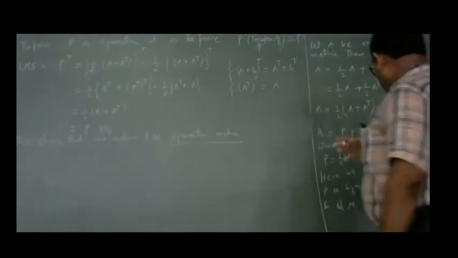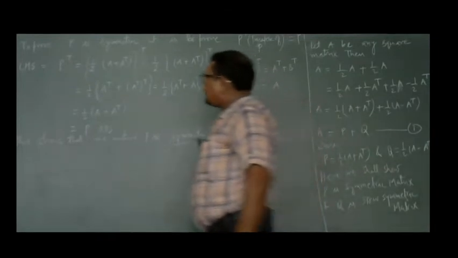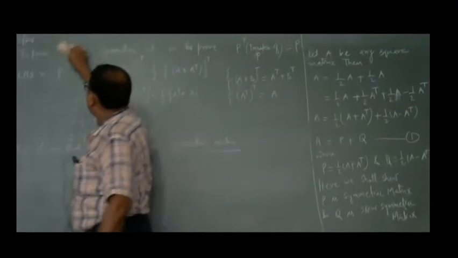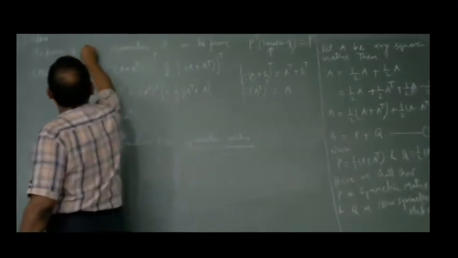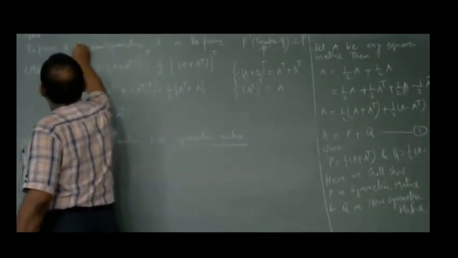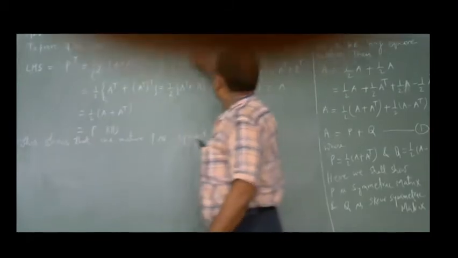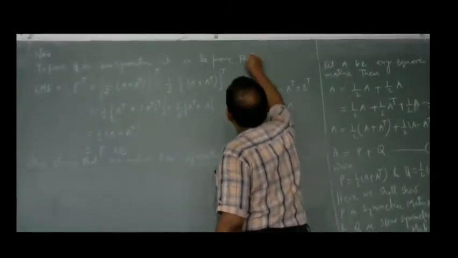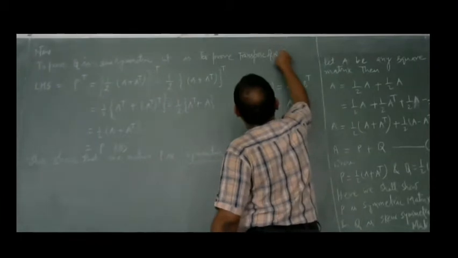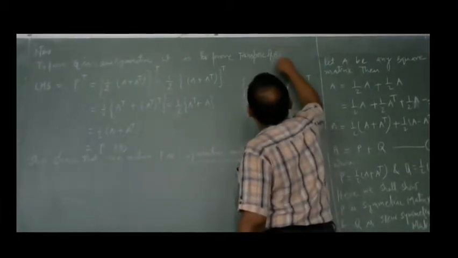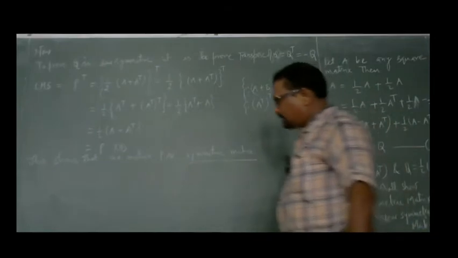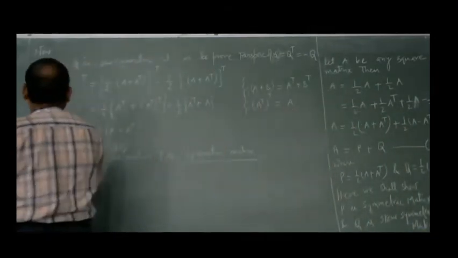Now we shall show Q is skew symmetric. Now to prove Q is skew symmetric, it is to prove that the transpose of Q is equal to minus Q, that is Q transpose is equal to minus Q. So I am taking the left hand side here, Q transpose.